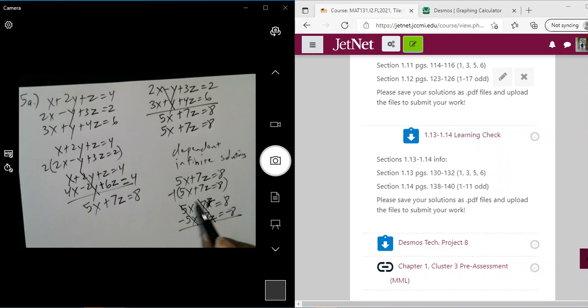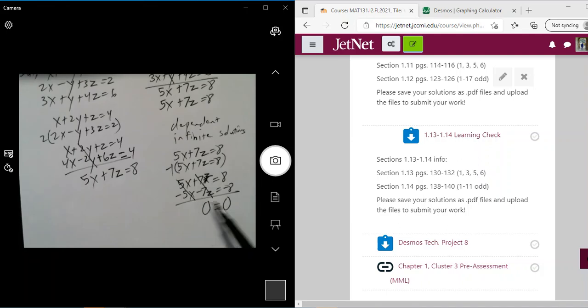When everything simplifies out over here, that just leaves you with 0. And 8 minus 8 is 0. So if you get 0 equals 0, or 5 equals 5, or 1 equals 1, a number equal to itself, it will still give you the same solution. Does everyone follow that? Yes. All right, now B.